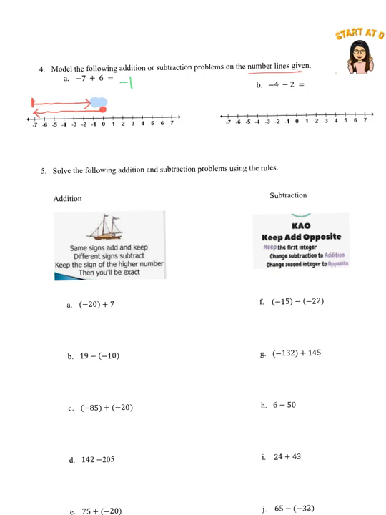B, you have -4 and -2. So start at 0, go to the left 4 units to represent -4. This is -2, so I keep going to the left 2 units. So the answer will be from 0 to -6.